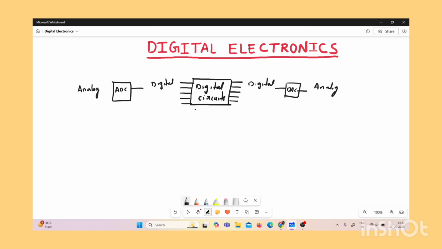So what are the examples of these digital circuits? It may be a microprocessor or microcontroller or any digital signal processor. These are called high level digital circuits. But in our subject, we should not deal with the high level. We are studying the very lowest level.